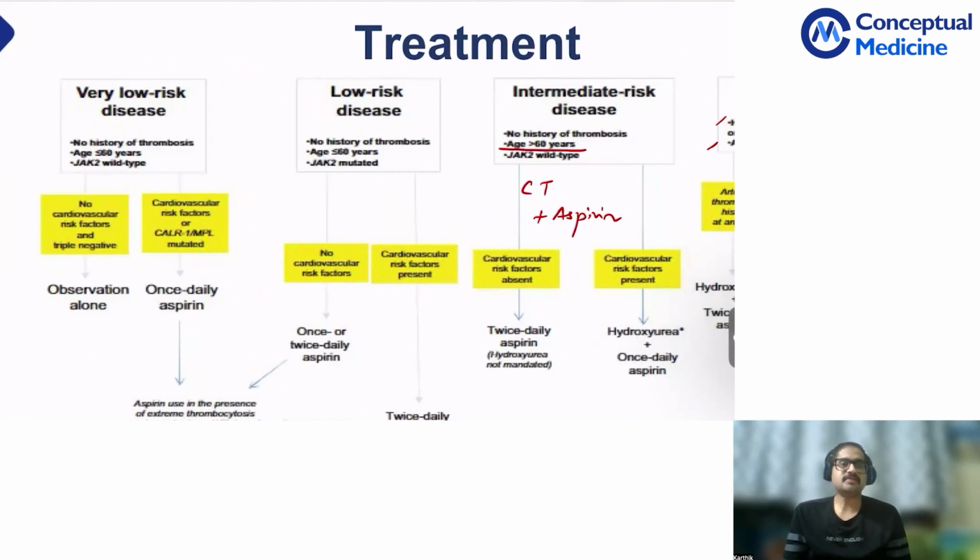Then what is a low risk patient? No thrombosis, age less than or equal to 60 years, and JAK2 mutation. When only JAK2 mutation is present, we call it a low risk disease. There, only aspirin is sufficient.